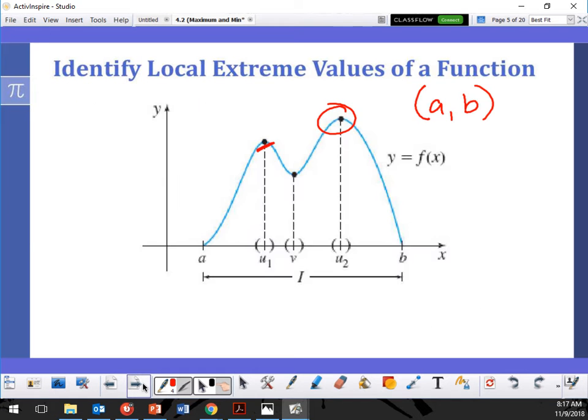Open interval, minimum. Here we go. So here's the wonky thing, right? This is a local minimum. It's not the lowest point, but it is a low point. So what do you think the slope is at that point right there? What do you think the slope of that line is? Zero. Slope is 0.